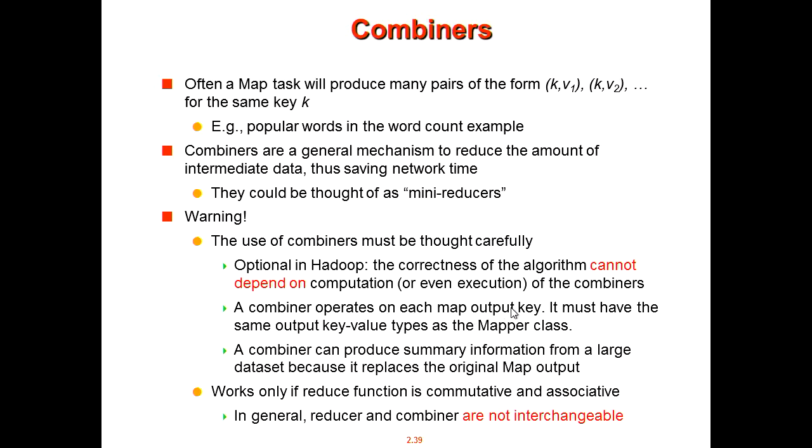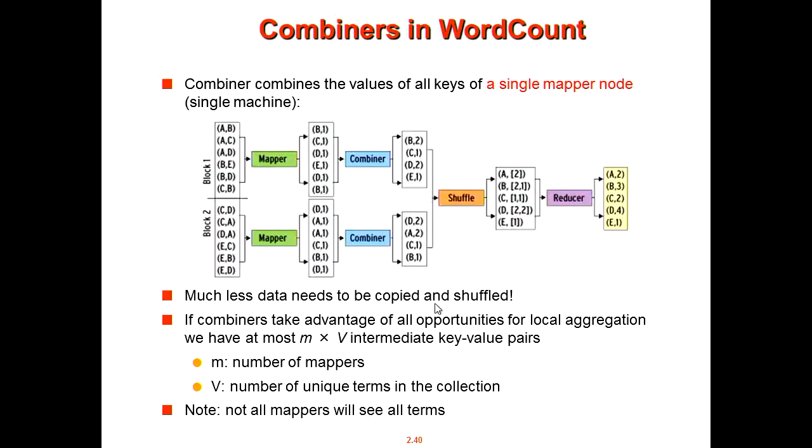And a combiner operates on each map output key, so it must have the same output key value types as the mapper class. Like this sentence said, a combiner operates on each map output key. A combiner can produce summary information from a large data set because it replaces the original map output. So it's a kind of local aggregation. For the map output within one computation node, we use the combiner to locally combine the values for the same key. And this will help us to reduce the size of our intermediate results. It works only if the reduce function is commutative and associative. So in general, reducer and combiner are not interchangeable. So you need to have a reducer and also have one combiner class. But sometimes you can use the reducer class also as the combiner class. For example, in the word count, we can use the reducer as a combiner as well.